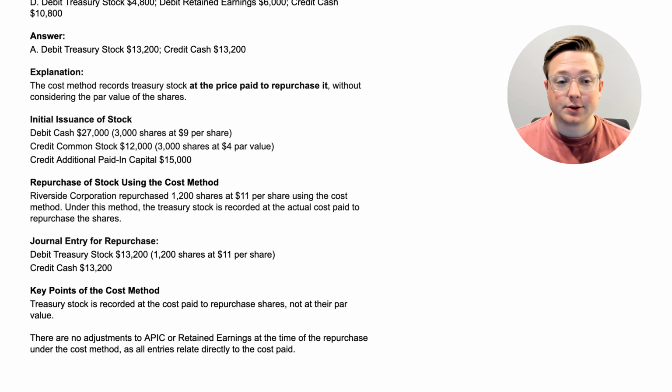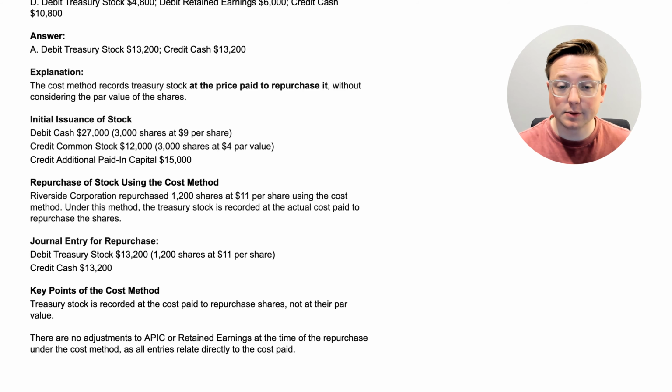All right, here we are. The answer is A. You would debit treasury stock for $13,200 and you would credit cash for the same amount, $13,200. So the cost method is a little bit easier, in my opinion, than the par value method. But I think the par value method is used a little bit more, but I still wanted to make sure you knew what the cost method was.